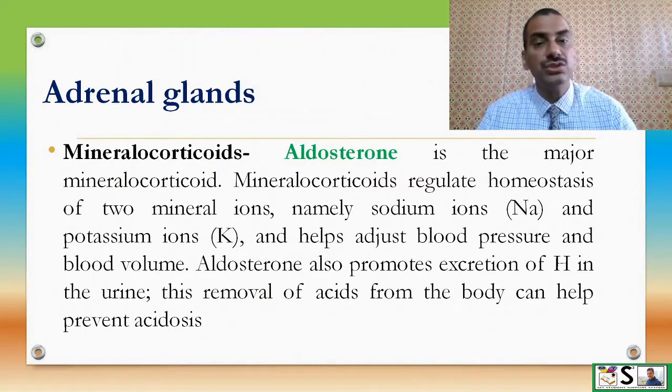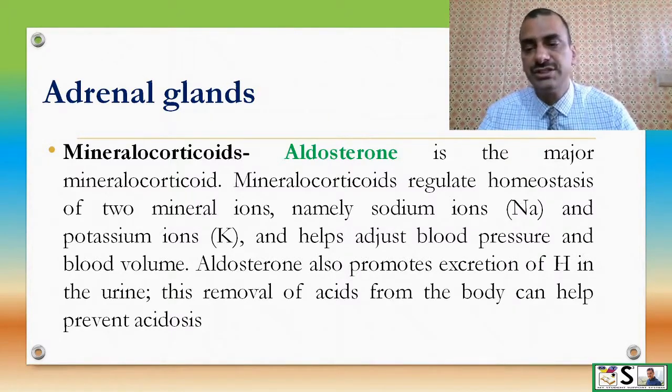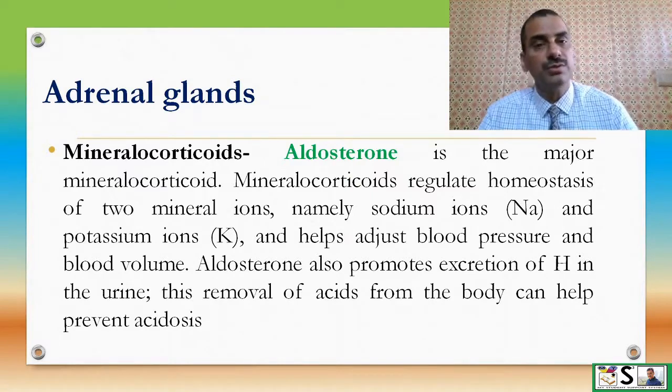Mineralocorticoids. Aldosterone is the major mineralocorticoid. Mineralocorticoids regulate homeostasis of two mineral ions. These are sodium ion and potassium ion, and they help to adjust blood pressure and blood volume. Aldosterone also promotes excretion of H+ ion in the urine. This removal of acid from the body can prevent acidosis.